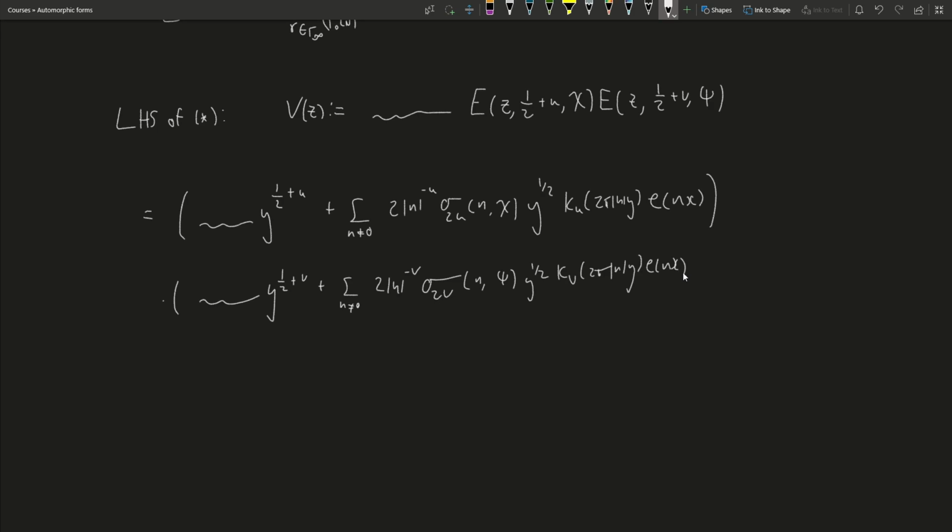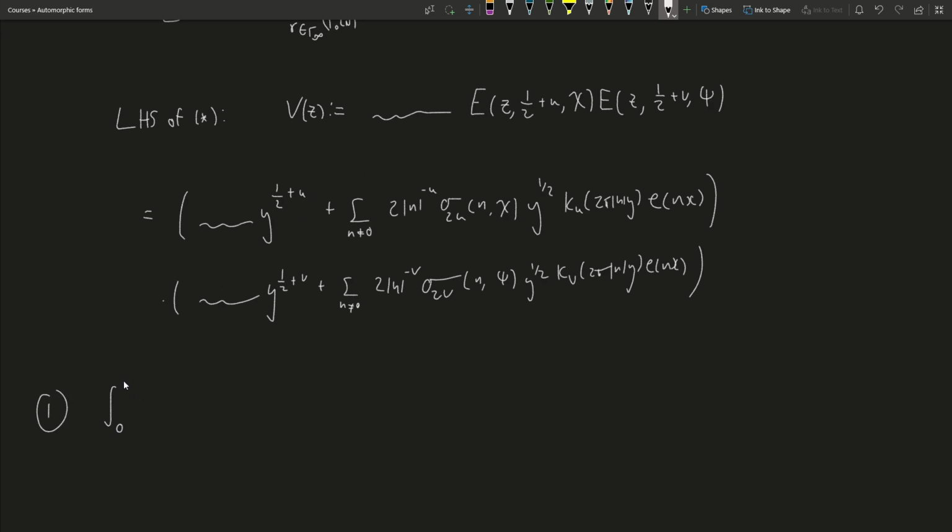Okay, so we have this Fourier expansion of this thing that, if you want to be explicit about it, you could of course just multiply this out. And the trick that we're going to use to construct the left-hand side of star is to look at the kth Fourier coefficient of v. So this is going to be step 1.